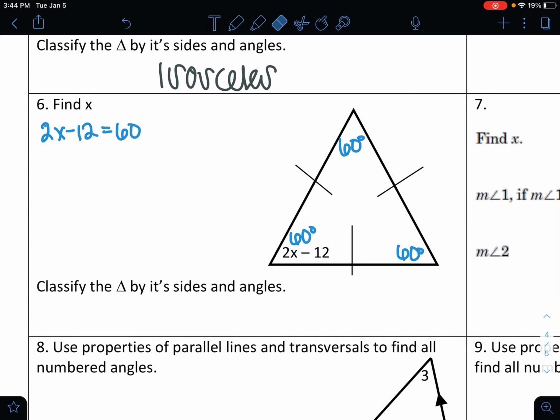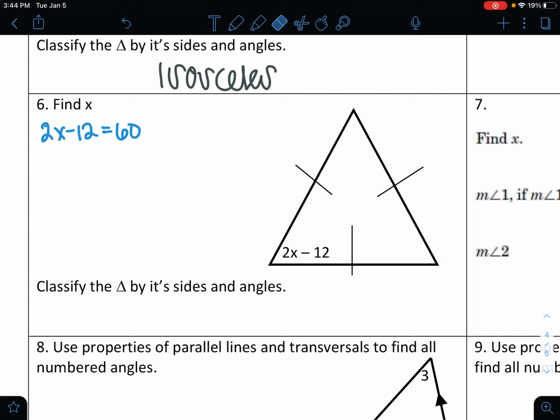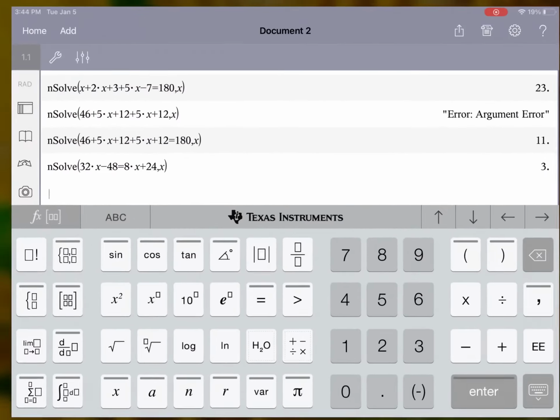If you can't remember that, you're going to have to do like we did the other one to make it longer. You have to be like, oh, well, that's 2x minus 12. That's 2x minus 12 because they're all equal. And then you're going to have 2x minus 12 plus 2x minus 12 plus 2x minus 12 equals 180. So either way, you'll get it right. But one is obviously much easier than the other one. So I'm going to go with the easier one just because I think it makes more sense, especially with equilateral. That one's easy to remember. And then you're going to solve for x.